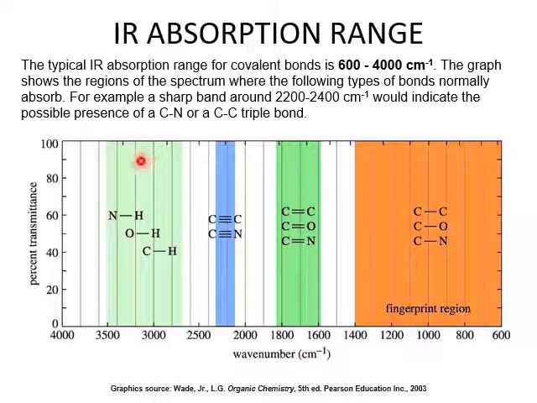Again, if you want to go to grad school, if you want to do forensic science, which they still use this equipment, especially, I think there's a handheld version of it, you should probably memorize the regions for each of these. The typical IR absorption range for covalent bonds is 600 to 4000. So again, from here to here.